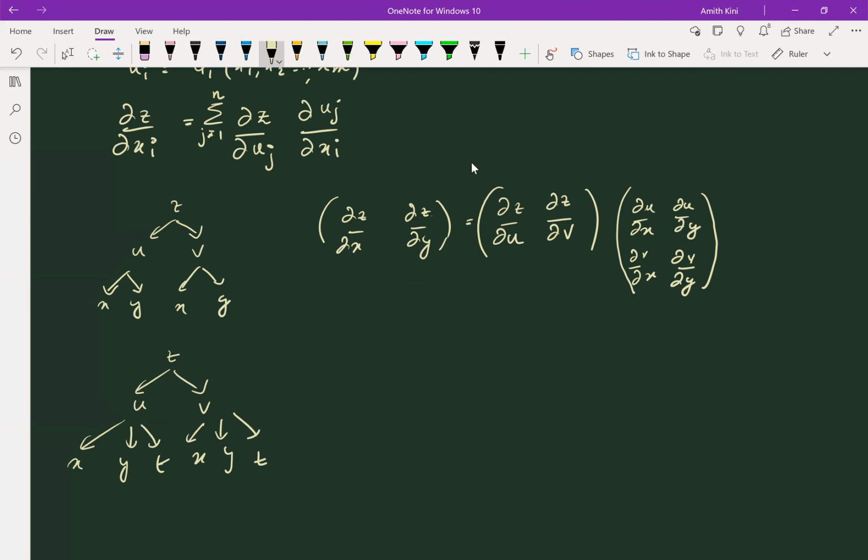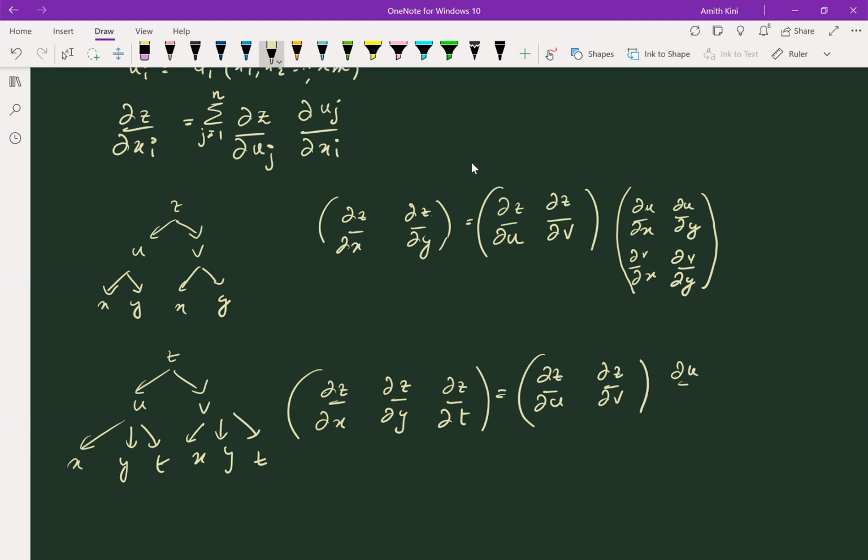Okay. Then the derivative with respect to the last variable, that is del z by del x, del z by del y, del z by del t. If I write that as a row matrix, that should be equal to del z by del u, del z by del v, times del u by del x, del v by del x, del u by del y, del v by del y, del u by del t, del v by del t.